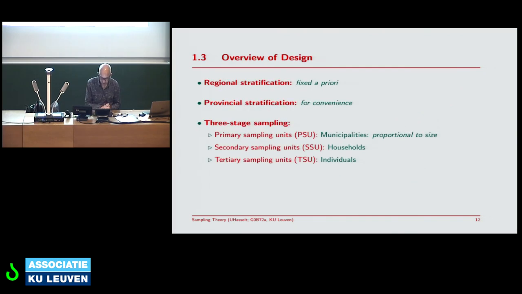Okay. So, an overview of the design, and then we will look at it in detail, is regional stratification. And by regions, we now know that there are these four regions: Flanders, Brussels, Wallonia minus the German community, and the German community. Now, I will not keep saying Wallonia minus the German community. I'll simply say Flanders, Brussels, Wallonia, German community. But Flanders and Wallonia are further divided into provinces. So those provinces are also part of stratification. And then it doesn't stop there.